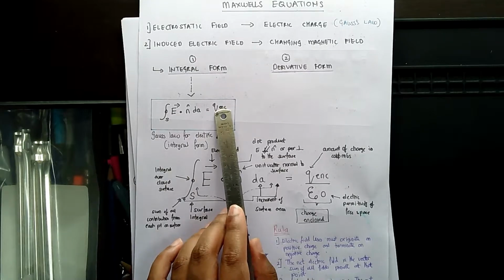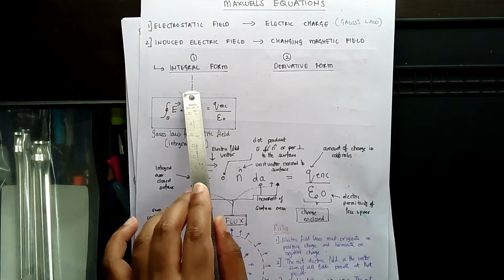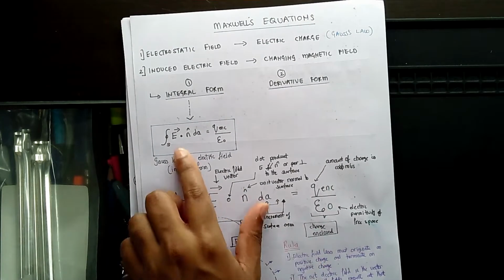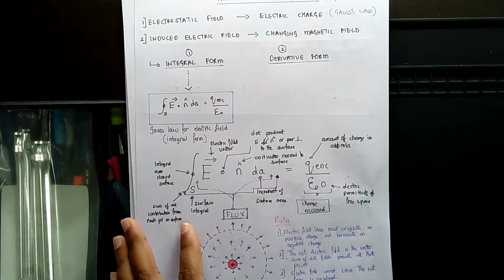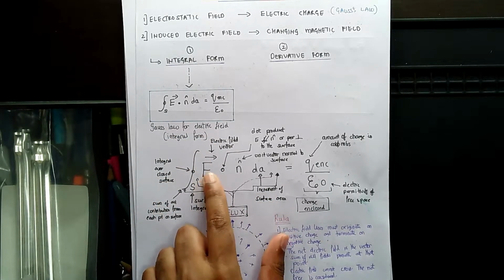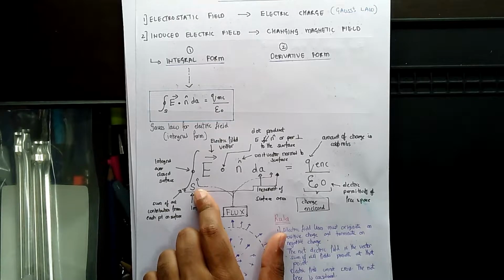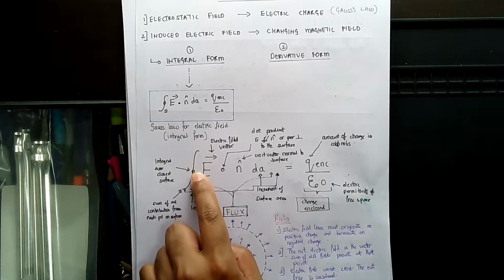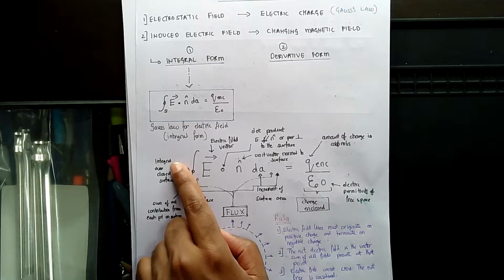And the right side is charge enclosed. Again, what does all this mean? So we're going to break it down step by step. Now in the integral form, I've just broken it up as descriptive as I possibly could. The integration is an integration over a closed surface.